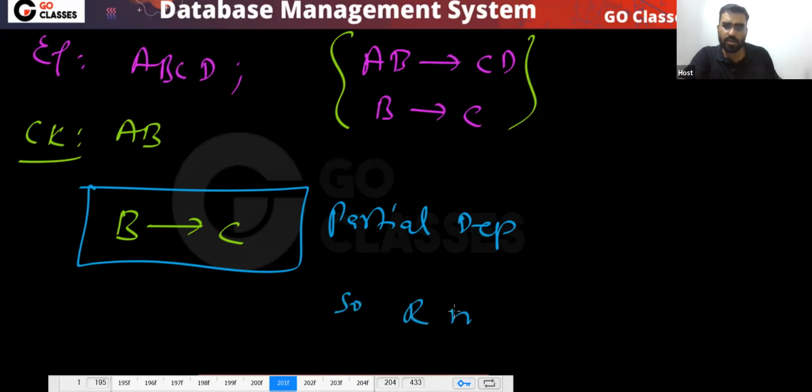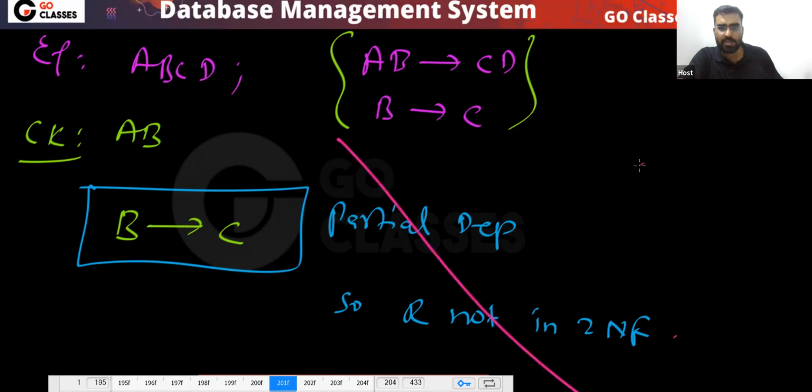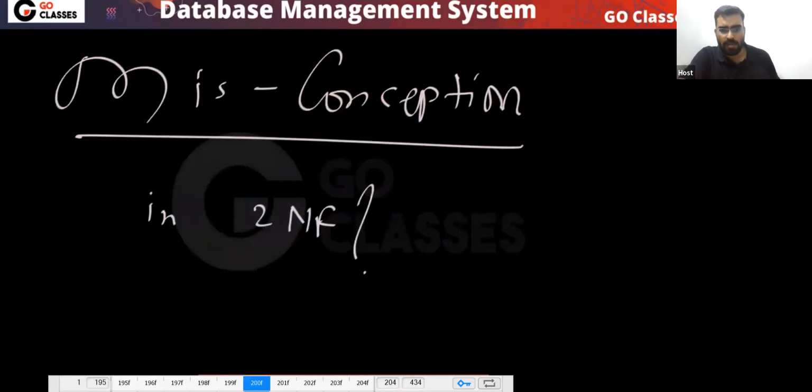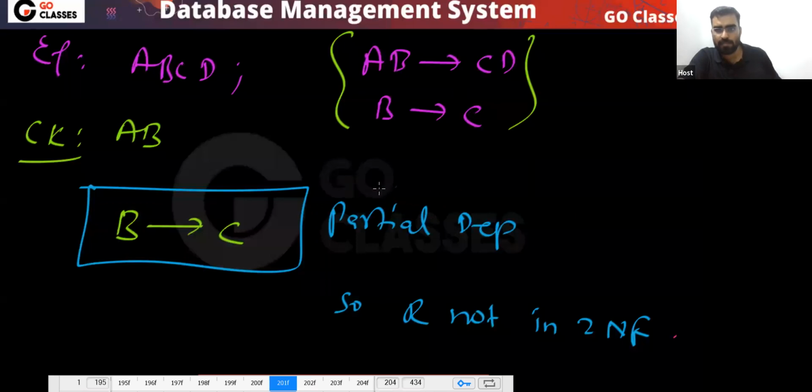So R is not in 2NF enough. This whole thing is wrong. Is this point clear? What is the reason? This whole thing is wrong because this is not partial dependency. Yes or no? This is a full dependency.